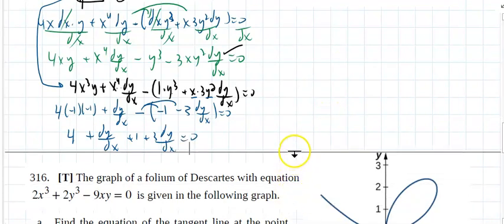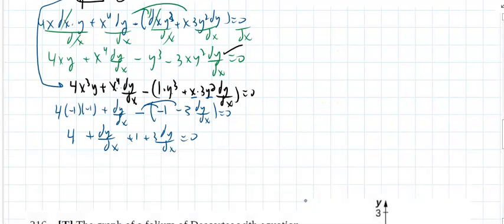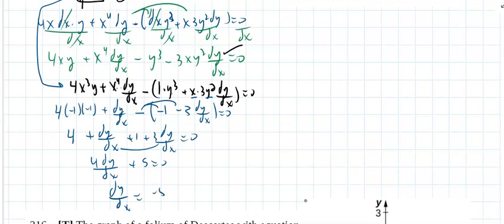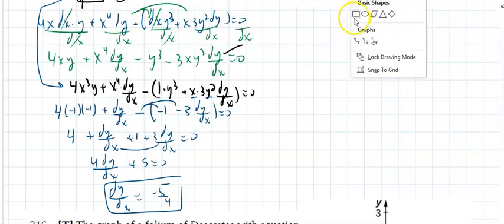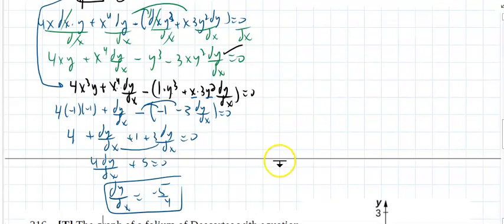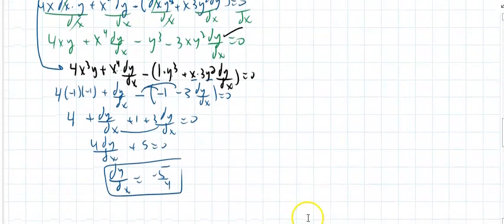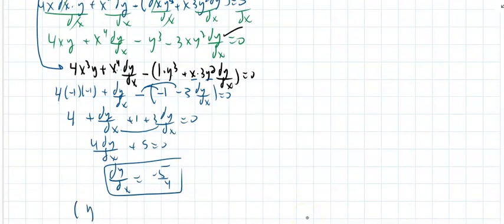Let me give a bit. I thought I had enough space. And now I have 4 dy dx plus 5 equals 0. So dy dx is actually negative 5 fourths. And the equation of the line would be, remember the point is negative 1, negative 1. So the equation would be y minus y1 equal m times x minus x1. There it is, done.